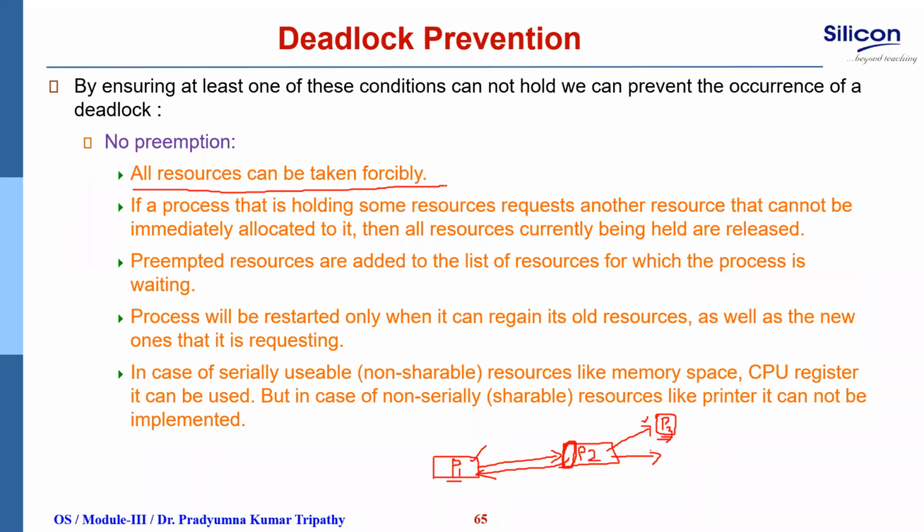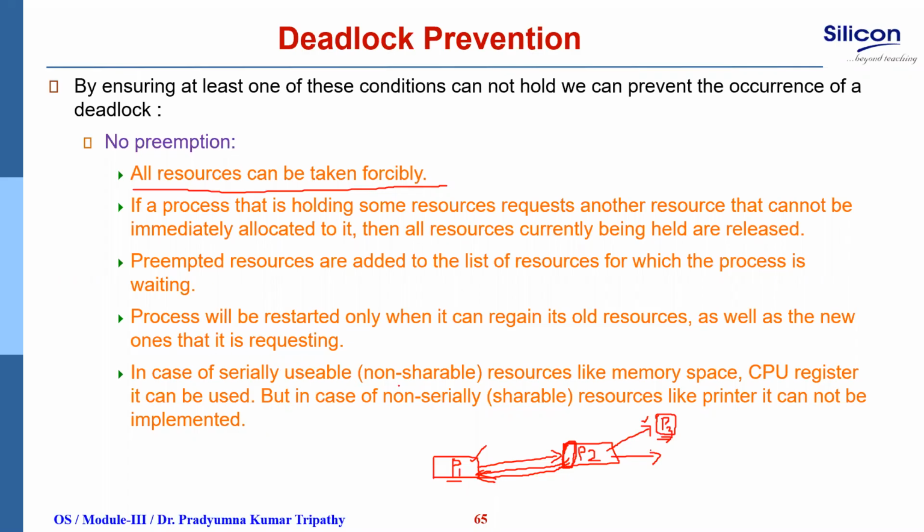The process will be restarted only when it can regain its old resources, as well as the new ones that it is requesting. That means those resources which are being preempted from here will be given to the old process, and along with its old resources and these resources, it can start its execution.